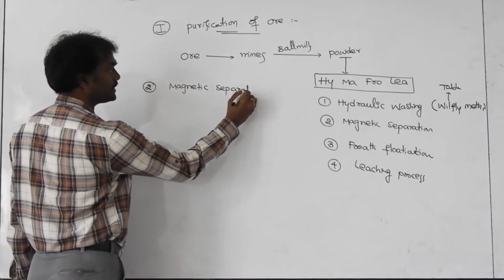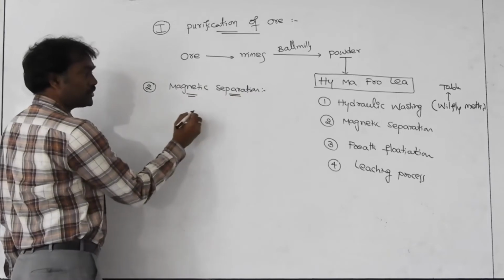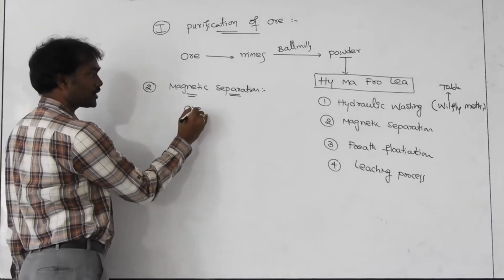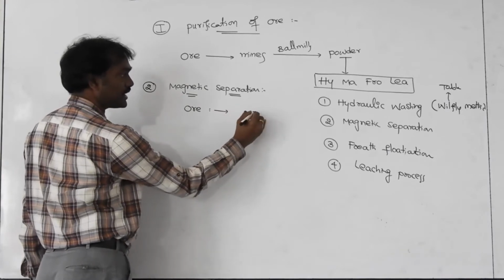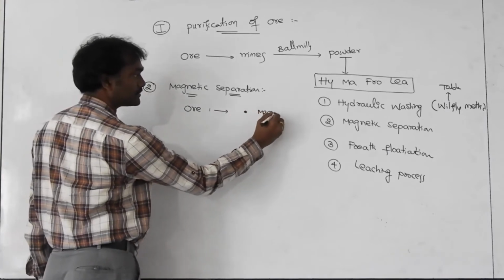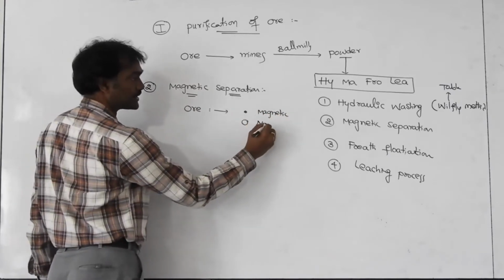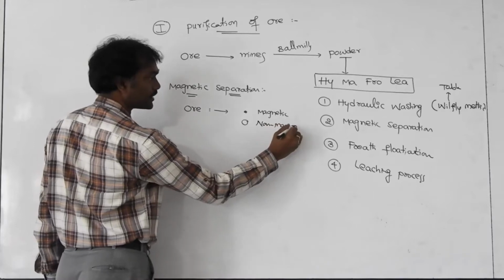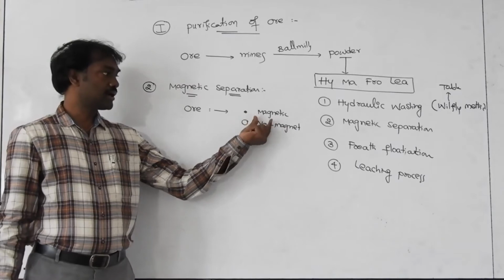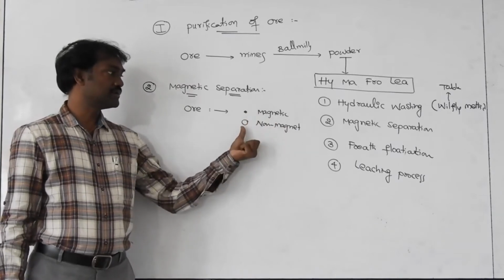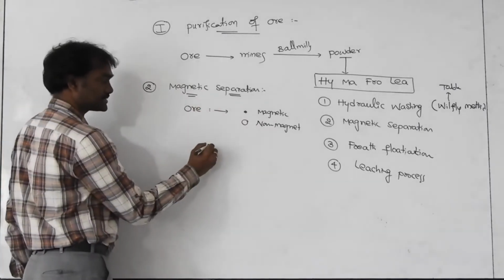See, in magnetic separation, what happens? If you take an ore that contains this dot, you can feel its magnetic nature. Next, you take the circle, so that is a non-magnet. If the ore contains one magnetic compound and another non-magnetic impurity, such compounds only you can separate in magnetic separation.